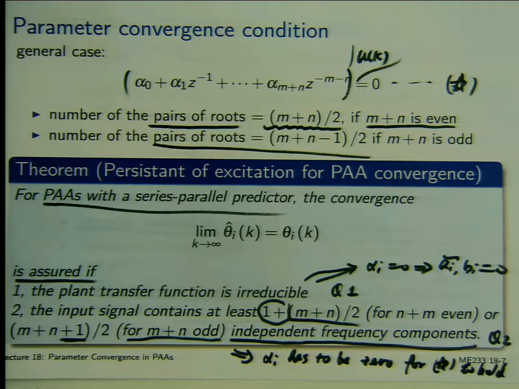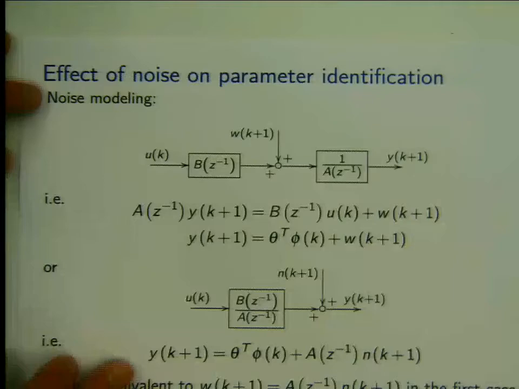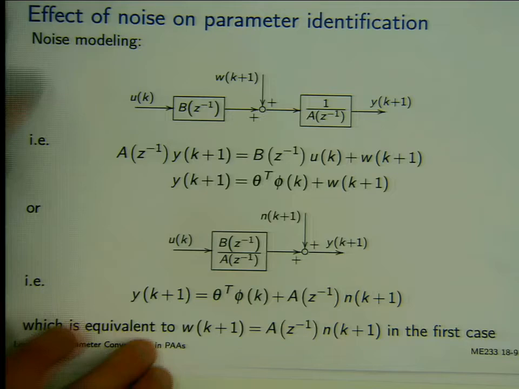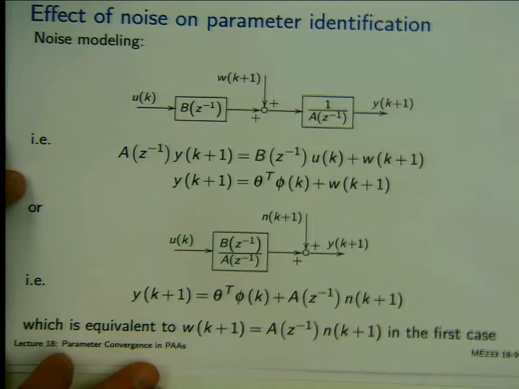In the reader, it gives you some idea of how to construct a frequency-rich input U here. In practice, in system identification, we usually put a random signal as an input to excite the system dynamics.